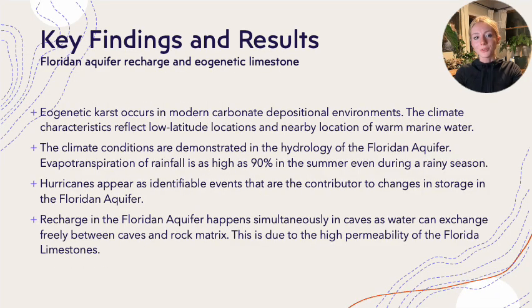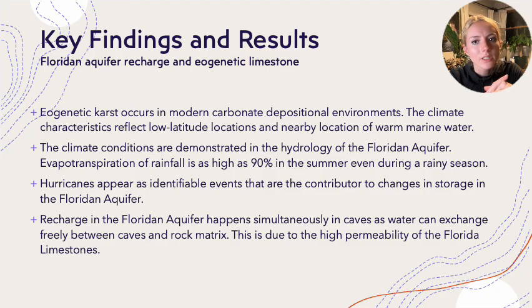As previously reviewed, the research indicated that Florida's limestone is characterized as an eogenetic karst. This means that the karst occurs in a modern, recent carbonate deposition environment. The limestone has an extremely high porosity and permeability. The climate characteristic of an eogenetic karst reflects low latitude locations and is near warm marine water.